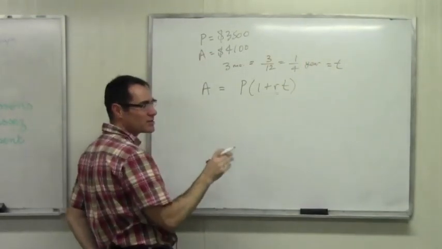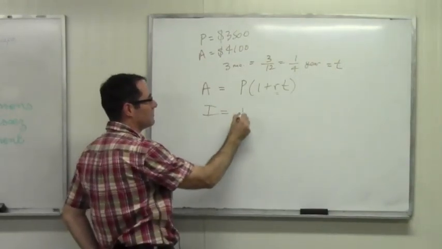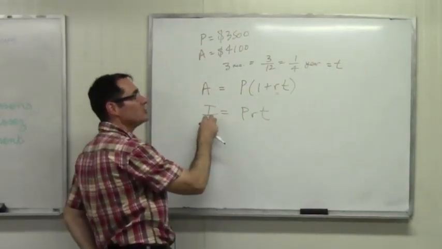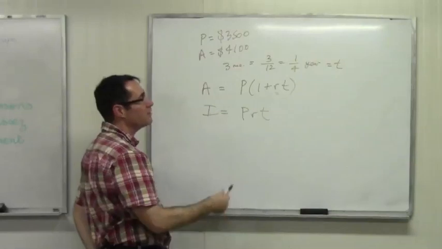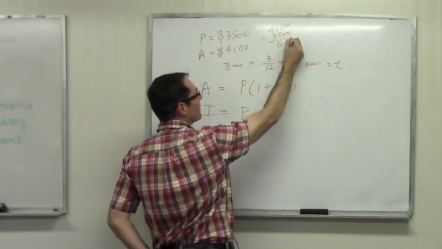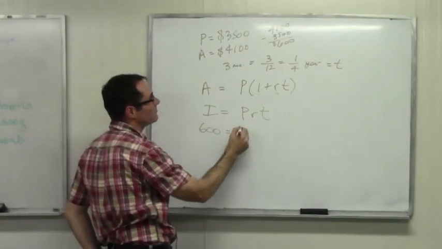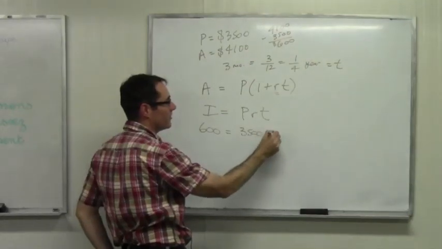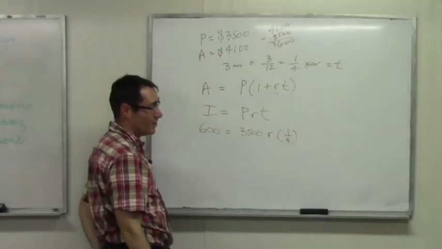There's another formula on there that talks about the actual interest. Which one is that? That's actually an easier formula. What is your interest from 4,100 to 3,500? How much interest do you pay? 600, because 4,100 minus 3,500 is $600 in interest. So you could use this formula. $600 equals the principal of $3,500 times the rate, which we don't know, times 1/4 for the years. That's actually a little easier.